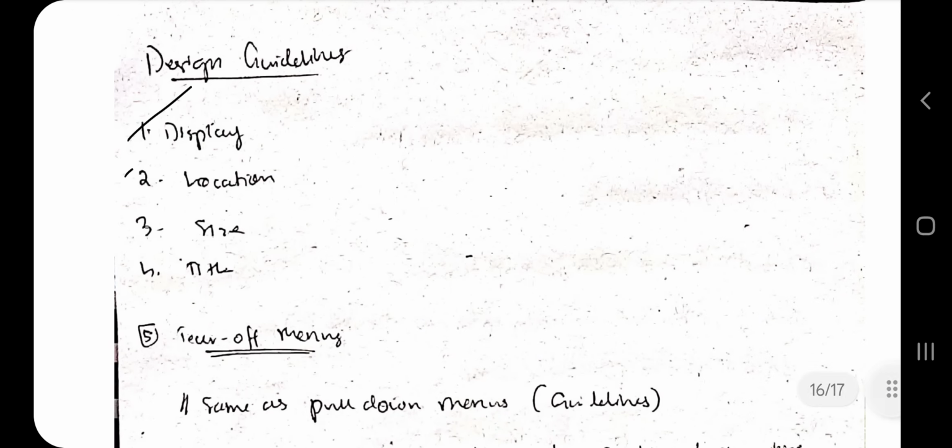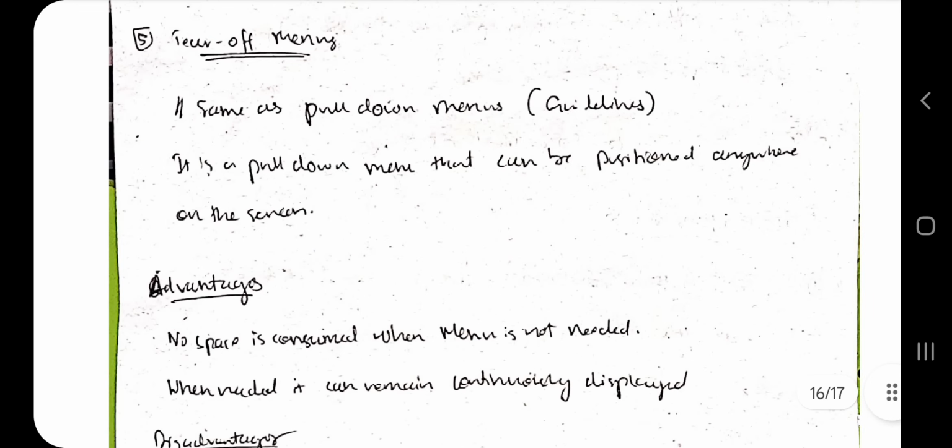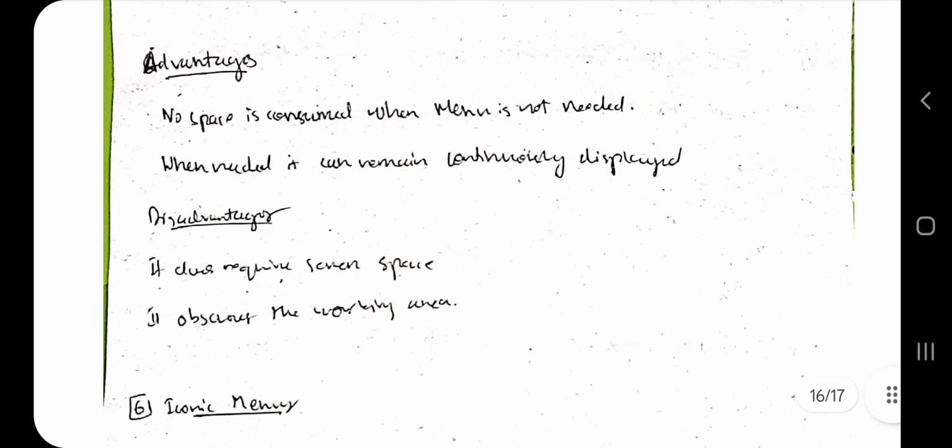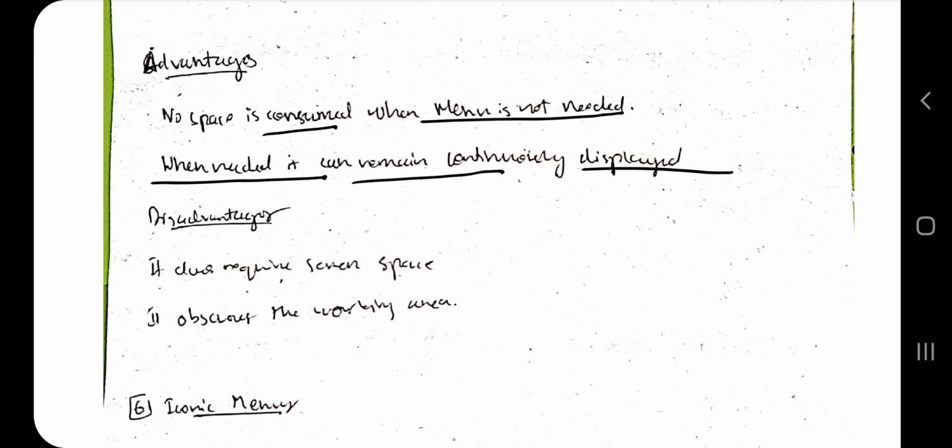Design guidelines are display location, size, title. Tier of menu, the guidelines are same as previous ones. In fact, all the guidelines are same for all the menus. Advantages: no space is consumed when menu is not needed. When needed, it remains continuously displayed. Disadvantage: it does require screen space, it obscures the working area.